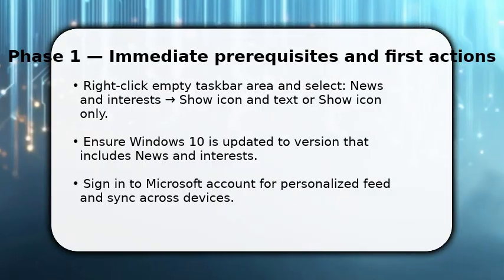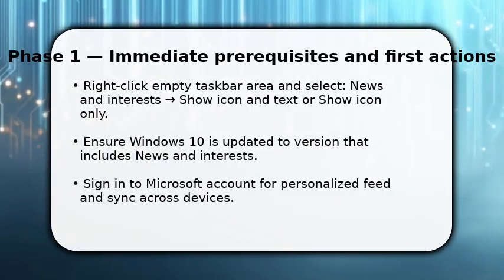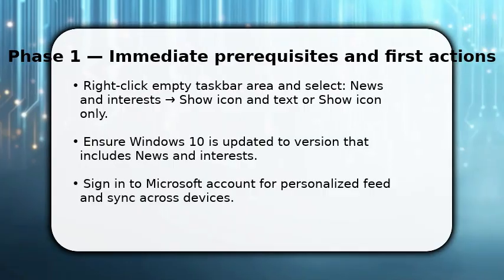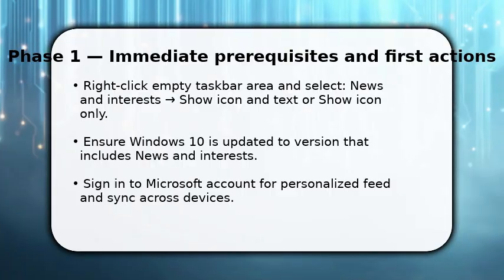You start by turning on the built-in widget host, news and interests, so the system can surface live cards. Right-click the taskbar and choose the show option. This places the weather icon and feed.